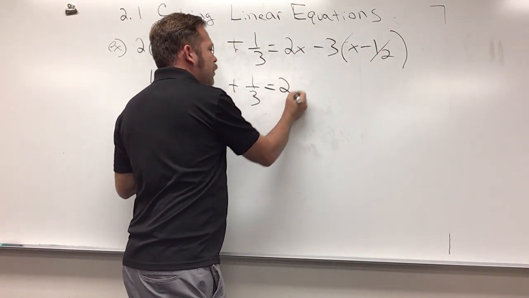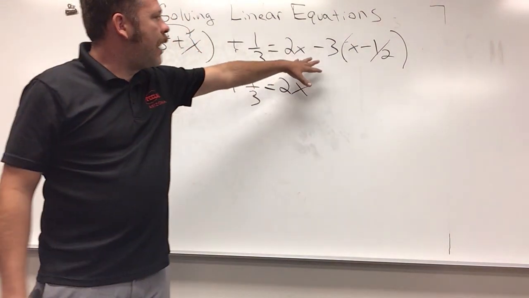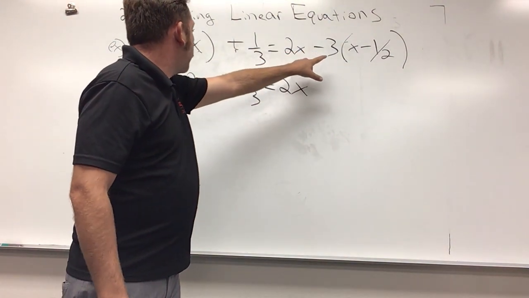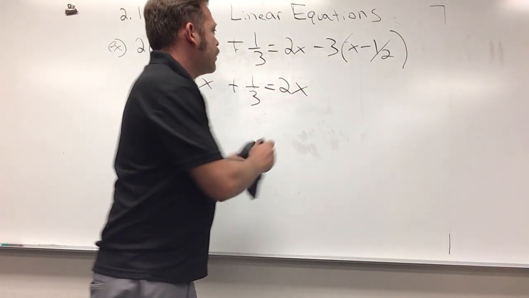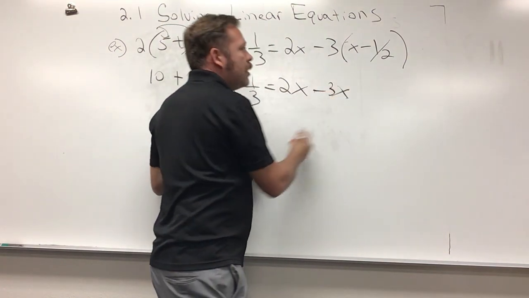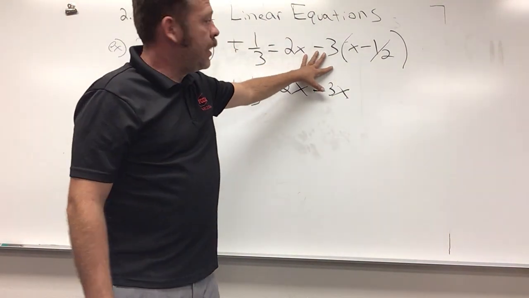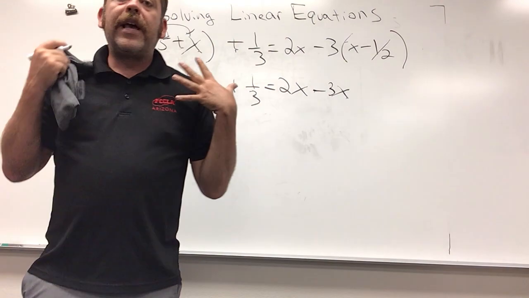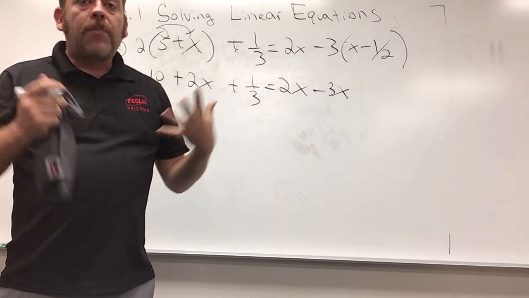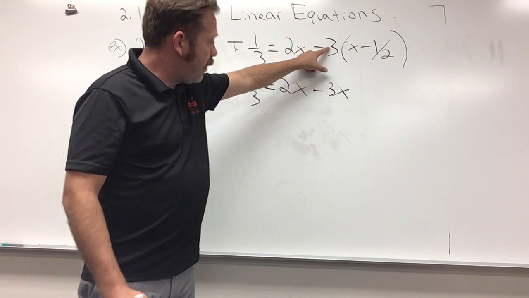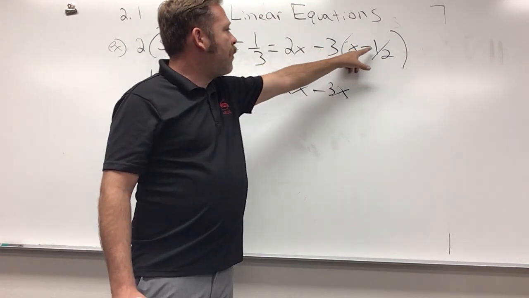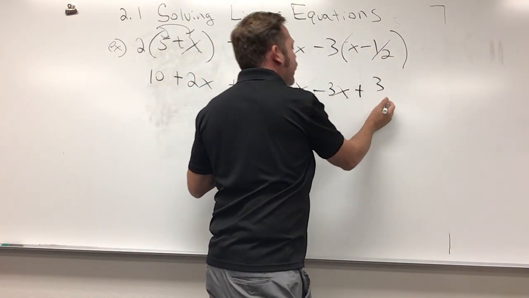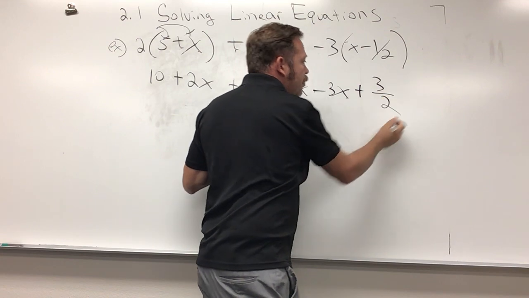Equals 2 times x. Now look, I have a -3 that I need to distribute. So -3 times x is -3x. And I have -3 times -1/2. Now remember, multiplying fractions is super easy. You just take the top number and multiply it by the top number. So we have 3 as a top number, and we multiply it by this 1. We have negative 3 times negative 1 is plus 3. And then on the bottom, I just have that 2.